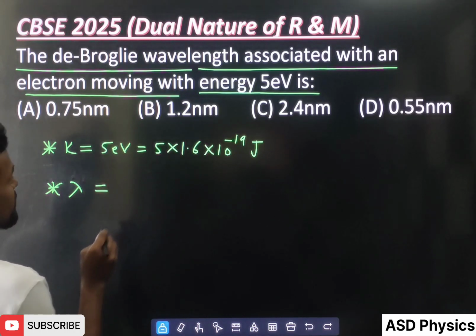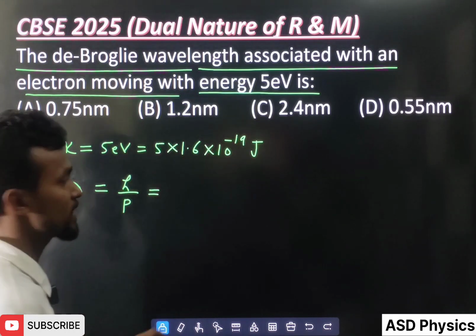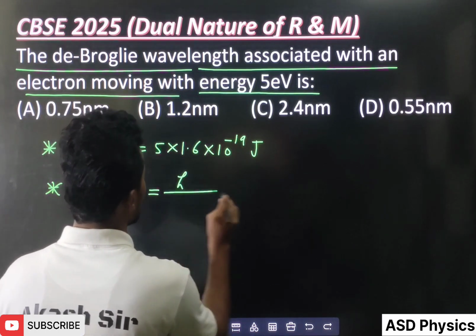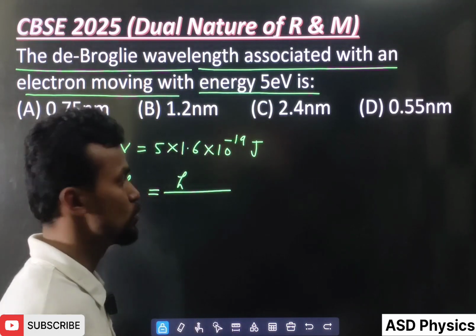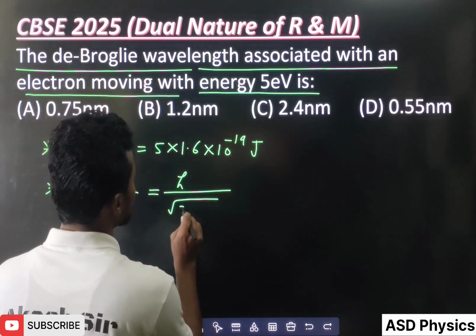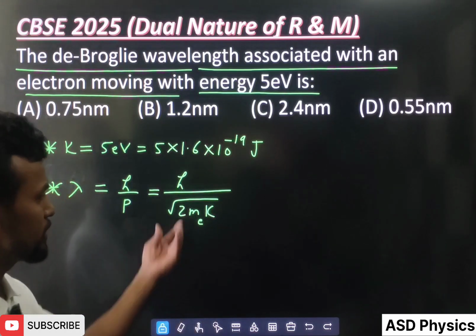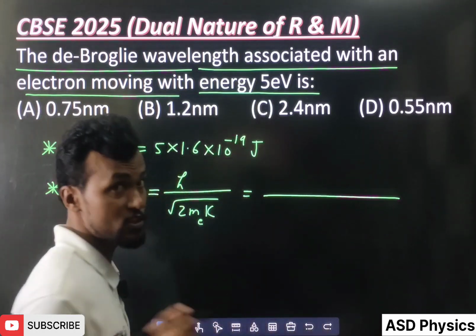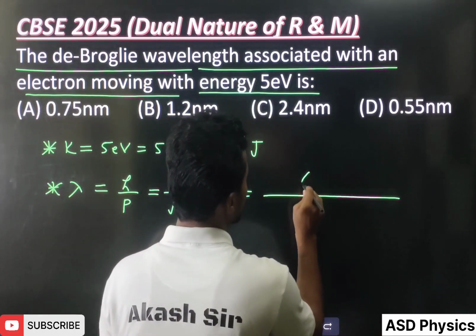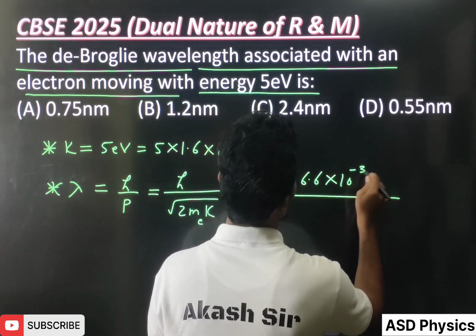So the de Broglie wavelength is given here, lambda equal to h by p. P is the momentum. And you know, in 11th we have learned the relation between kinetic energy and momentum. So momentum is given by root 2 mK. Which particle is there? Electron is there, so I will use m_e. So to calculate the wavelength, we have to put the values. Now the calculation is started. H, how much here?